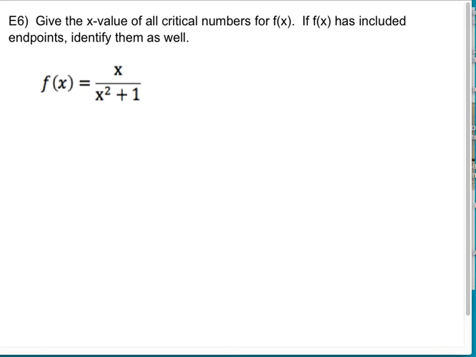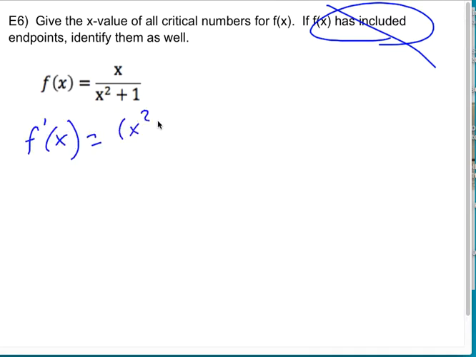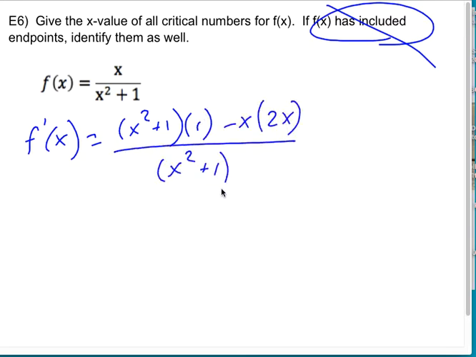Give the x value of the critical numbers. Same thing. If there's endpoints included, list them. There are no included endpoints, so I just need to find f prime using the quotient rule, right? So low d high minus high d low. Draw the line, square the low.